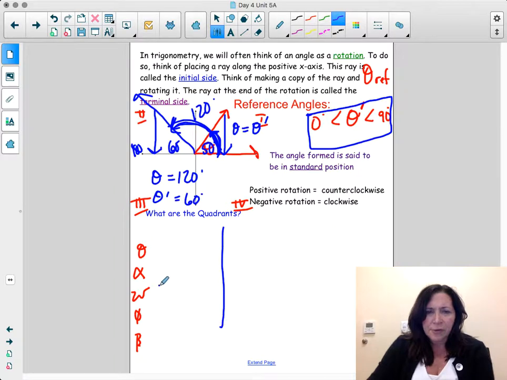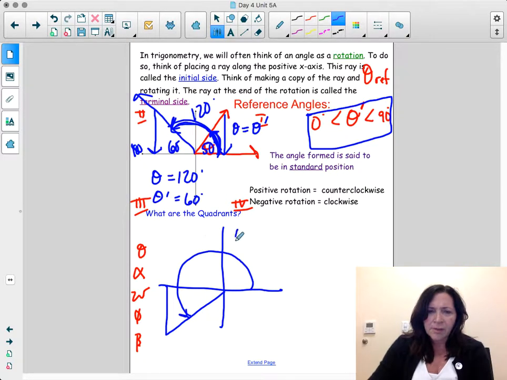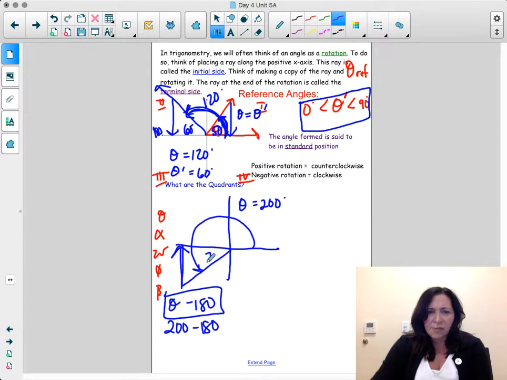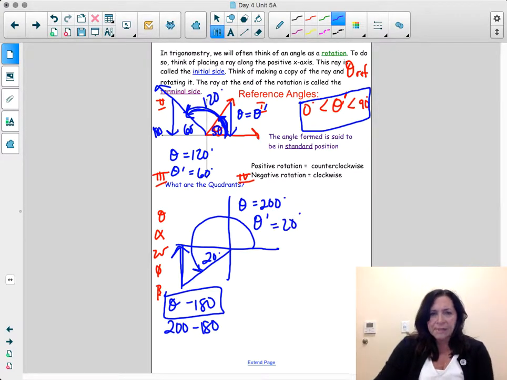In the third quadrant, let's say I draw an angle down here, and this angle I just drew is theta equal to 200 degrees. How far does it take me to get back up to the x-axis? In the third quadrant, that's theta minus 180 degrees. That gives me my answer. So that would be 200 minus 180, which is just 20 degrees. So my reference angle would be 20 degrees.